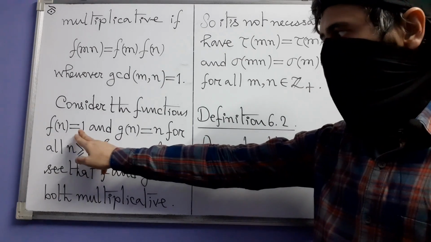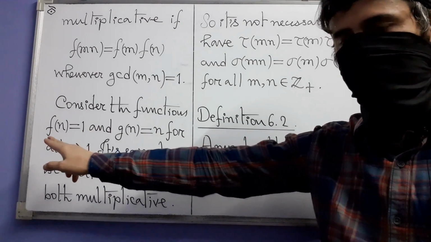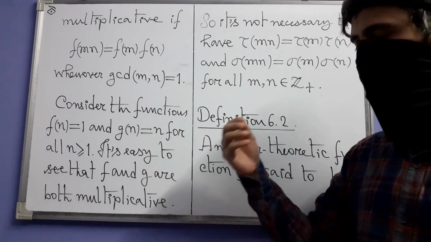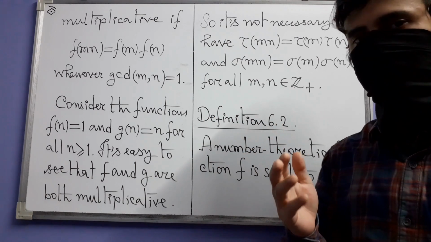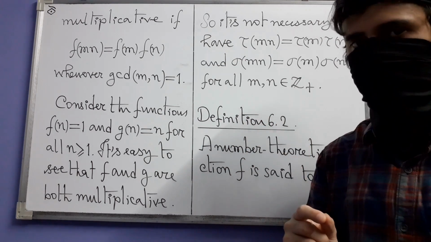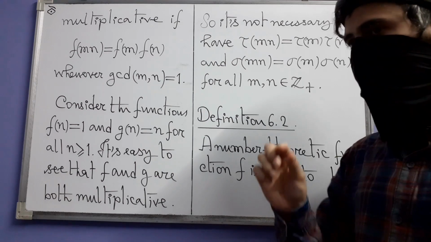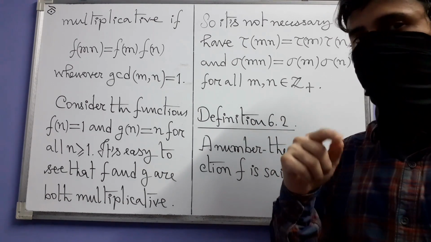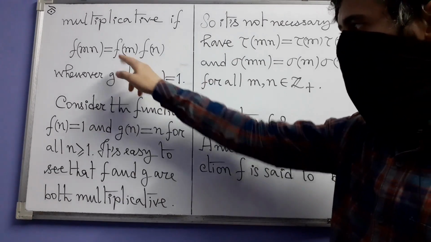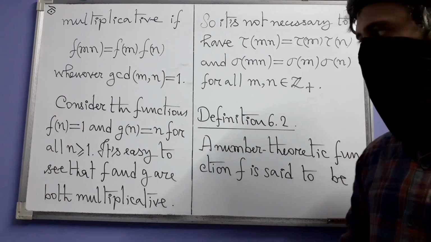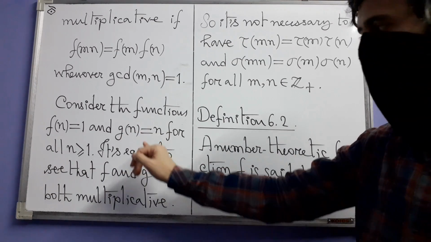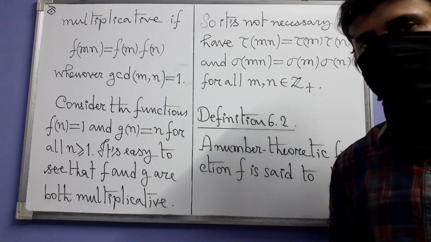The first one is the constant function 1 at every positive integer n. We are calling it f. f of n is 1. This is multiplicative in a very trivial manner. You take any two positive integers m and n which are relatively prime. f of mn is 1. But at the same time, f of m and f of n individually, both of them are 1 and their product is also 1. So this equation is true for this particular f. And similarly, you can verify that this other function, the identity function on the set of positive integers, g of n equal to n, is also multiplicative.